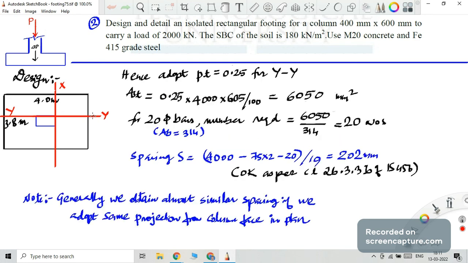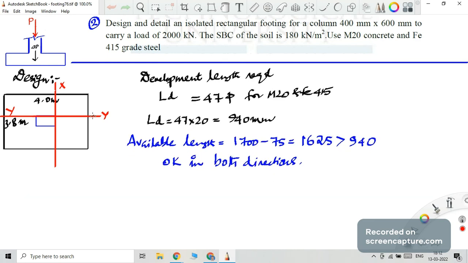So we have finished the flexure reinforcement calculation. So the design is now over. Some checking is especially for development length. Sorry, development length, not development of length. Development length.